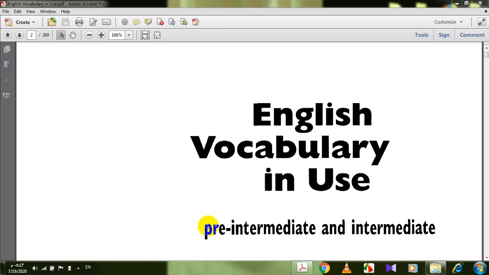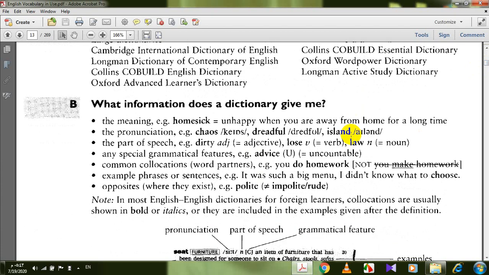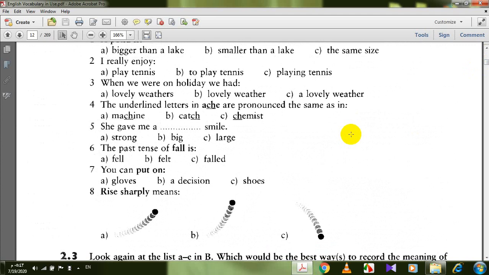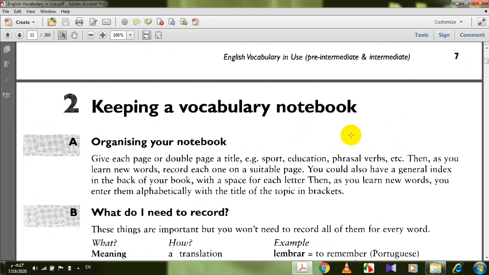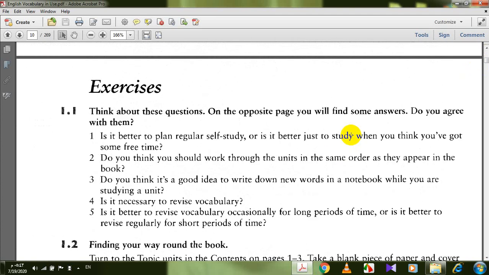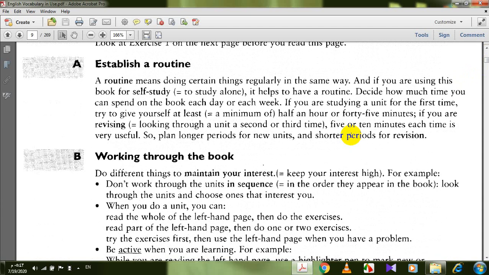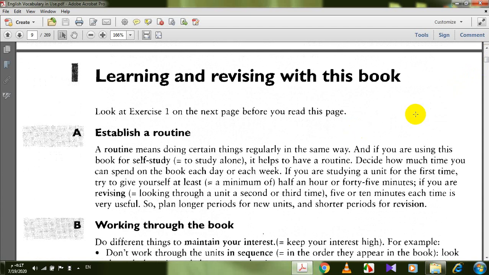Actually, it is a good idea to start doing the first unit. The first unit is learning and revising with this book. It says establish a routine. Yes, learning and revising with this book, establish a routine.